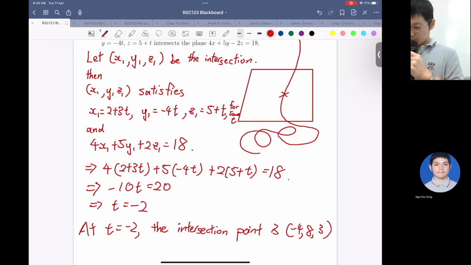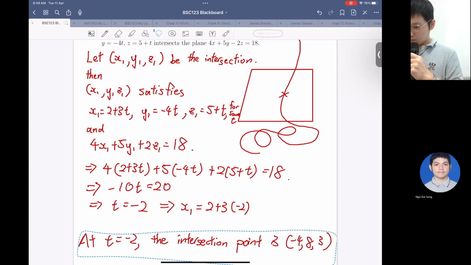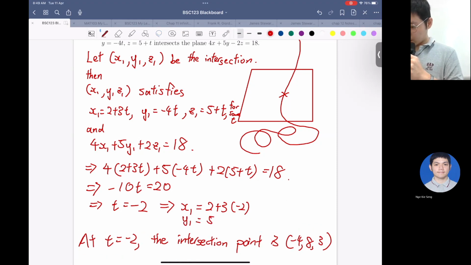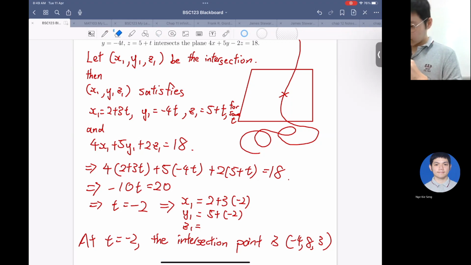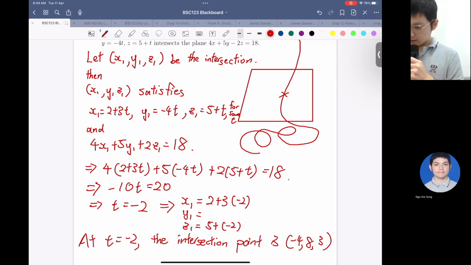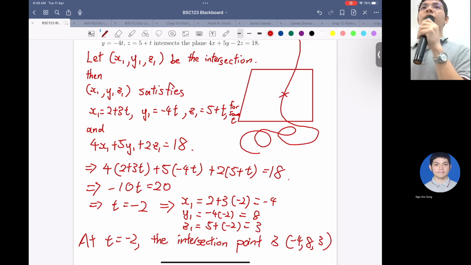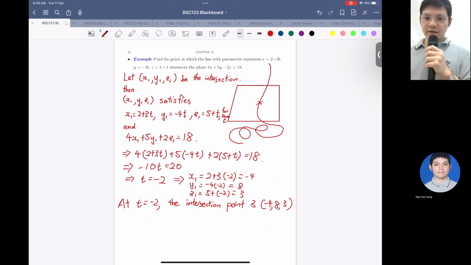If I need to make it complete, just compute x1 equals 2 plus 3 times minus 2. y1 equals 5 plus minus 2. z1 equals 5 plus, sorry, this one is z. y is minus 4 times minus 2. So far, okay.